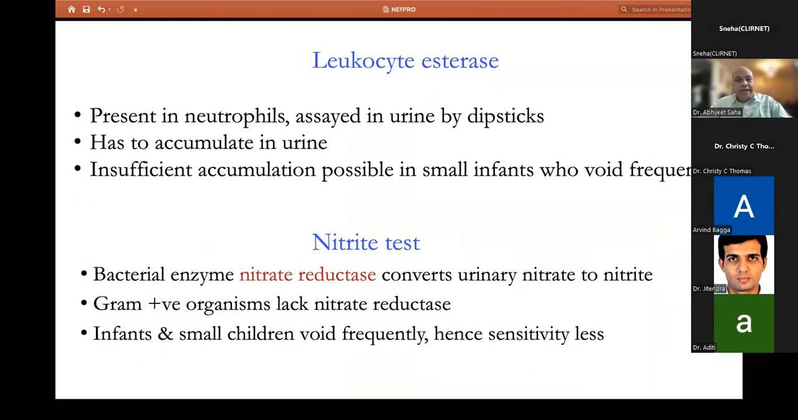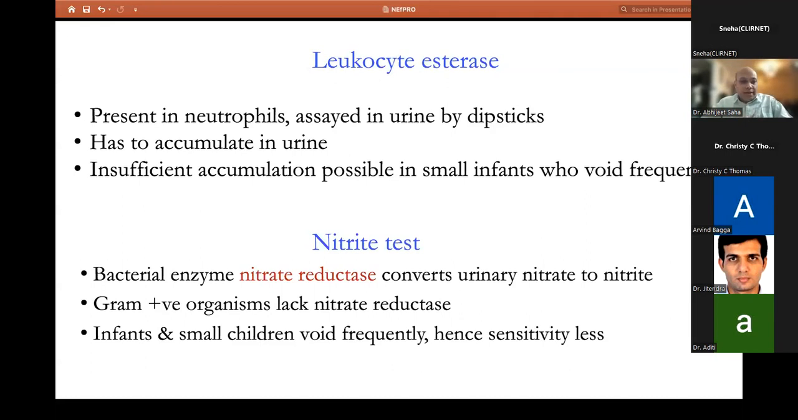So a word about leukocyte esterase and nitrite test. So leukocyte esterase is usually present in the neutrophil, which is assayed by the urinary dipsticks instantly. And with a color change, you need to check your multisticks after how many seconds you need to read that sticks. And with the color change, you can see whether it is a positive test or a negative test. But this leukocyte esterase needs to be accumulated in the urine. And that is why at times in smaller infants who void frequently, that it can be falsely negative.